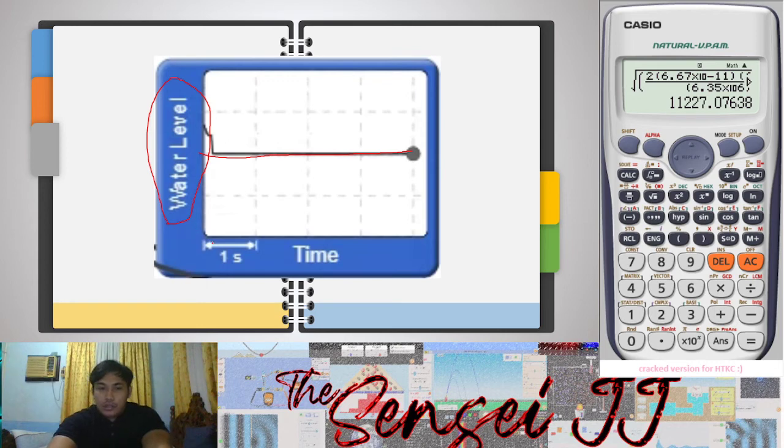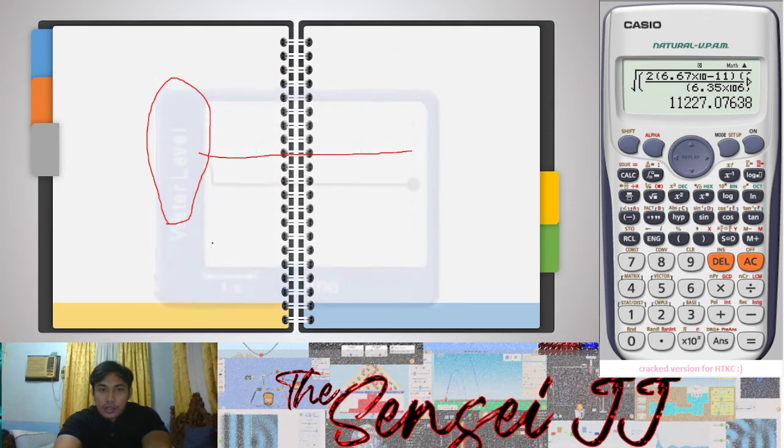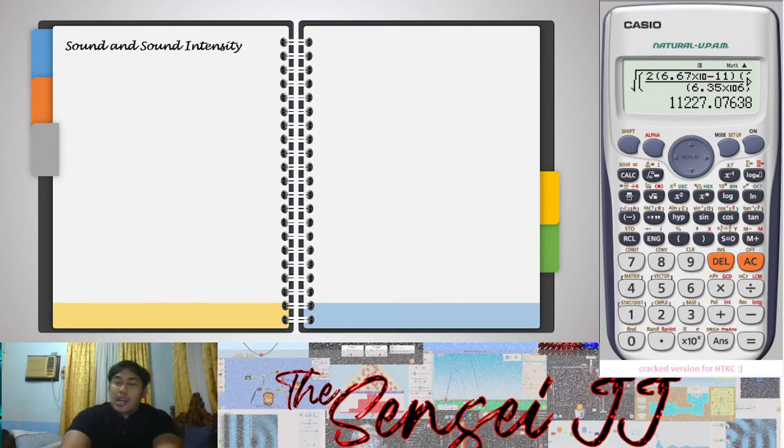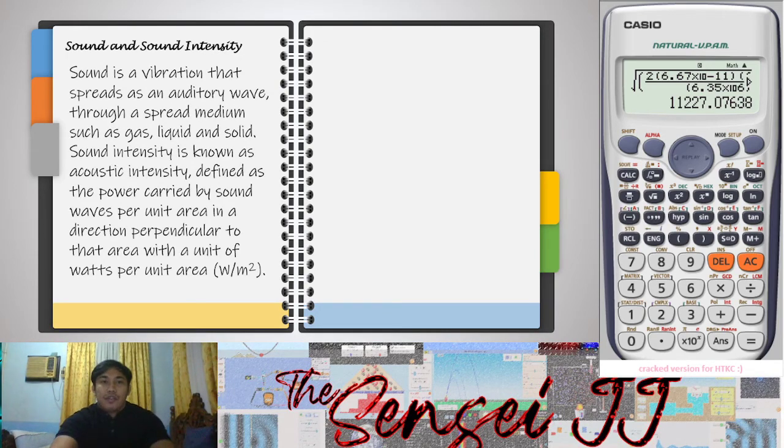Okay, so let's move on to the next, which is the sound and sound intensity. So sound is a vibration that spreads as an auditory wave through a medium such as gas, liquid, and solid. Sound intensity is known as acoustic intensity, defined as the power carried by sound waves per unit area in a direction perpendicular to that area, with a unit of watts per unit area.